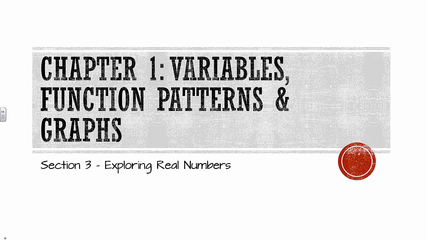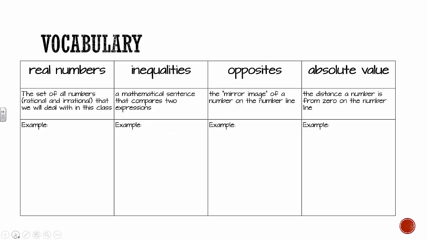Chapter 1, Section 3, all about exploring real numbers. Some vocab terms that you need to know. Real numbers are the set of all numbers, rational and irrational, that we'll deal with in this class. There's also something called imaginary numbers, but we won't talk about that until Algebra 2.